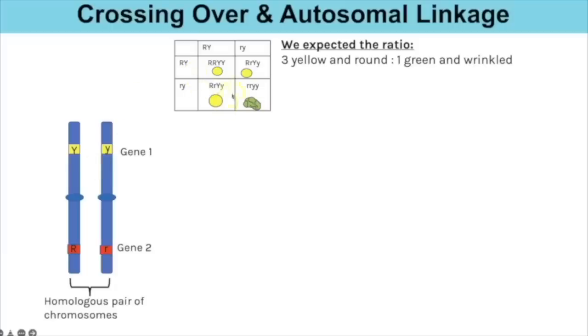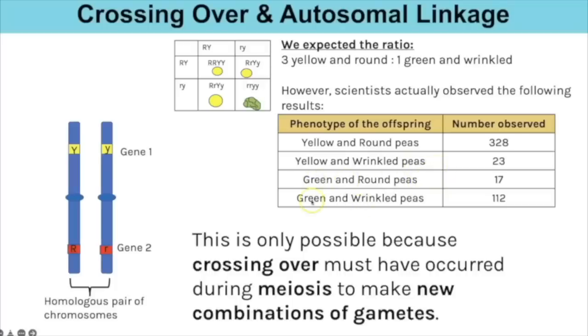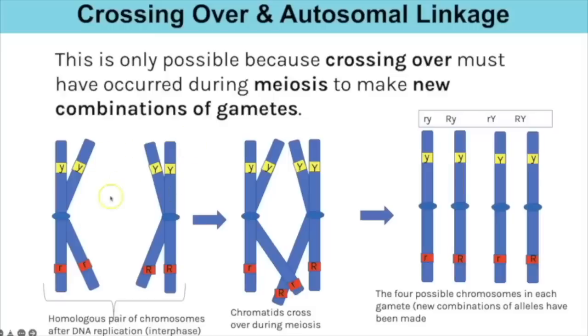So we've just talked through this example where, because of the autosomal linkage, we have a 3:1 ratio, but you could actually have this scenario here. Scientists actually observed the following results. So we have 4 different phenotypes, not just 2. And we can see we mainly had yellow and round, and the least common was the green and round. And this is only possible because crossing over has occurred to create new combinations of gametes. So not just these 2 gametes that we said would be possible, new combinations have been made, so there's now actually more gametes. So this is how it would have happened.